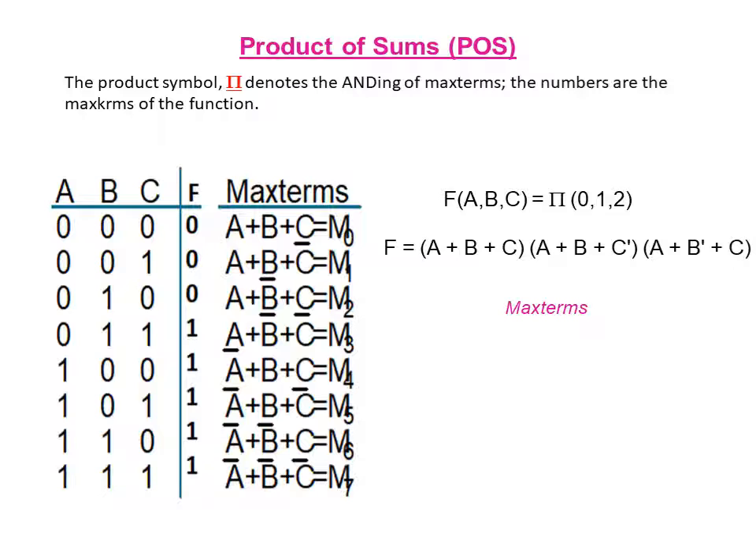The symbol pi is used to represent the product of sum expressions. The question is f is equal to pi of 0, 1, 2. The product of sum expression is used to represent 0 in the truth table. So this f is the output 0, 1, 2. We have to represent 0 in the table. So this is the product of sum expressions in the tabular form.